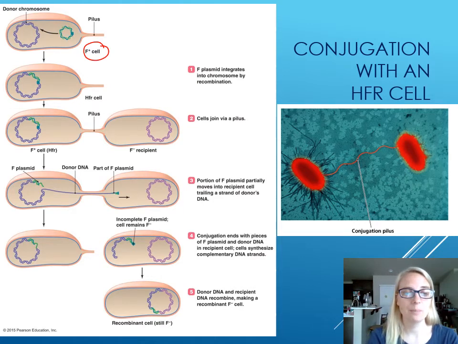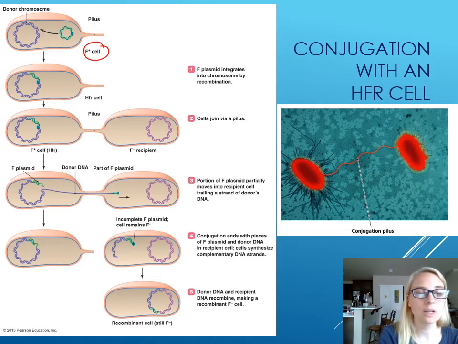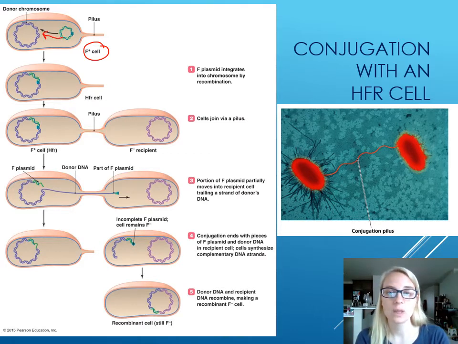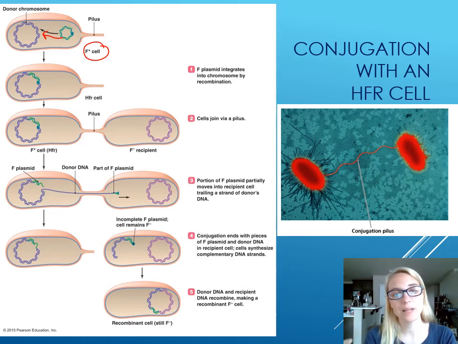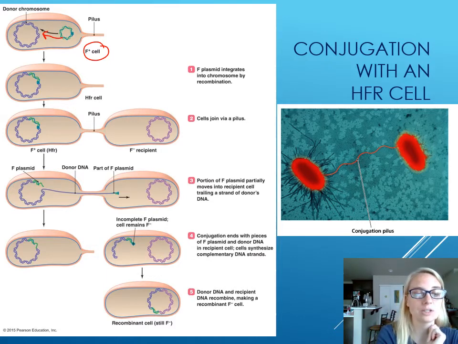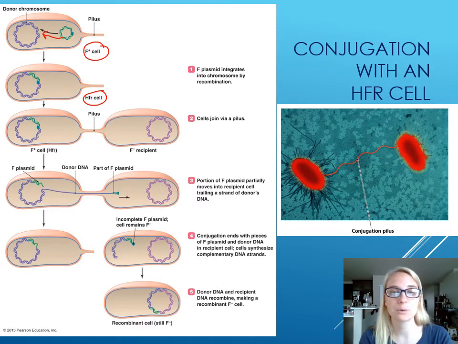But take a look at what happens. In this particular cell, the plasmid pops itself into the chromosome. So instead of staying separate as a plasmid, it is now part of the permanent chromosomal information of that F plus cell, and it now becomes Hfr. Hfr, high frequency of recombination.